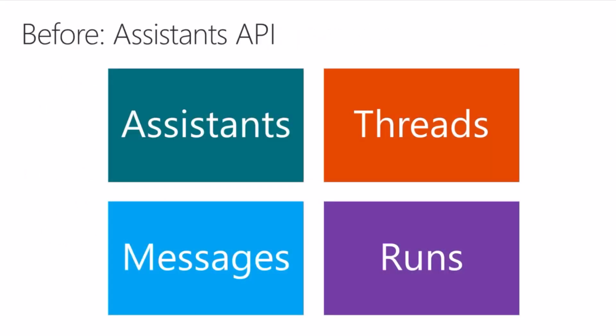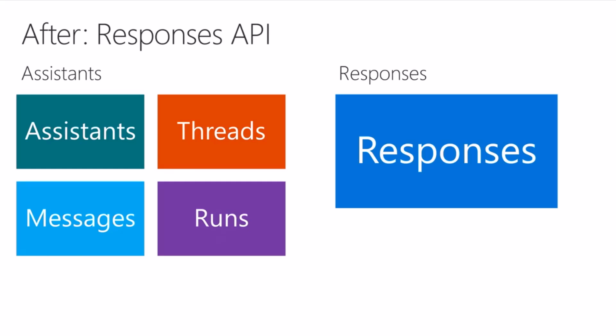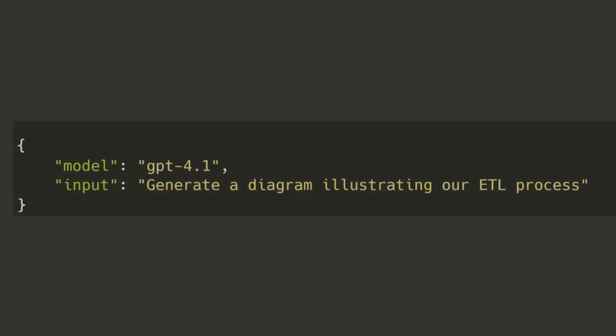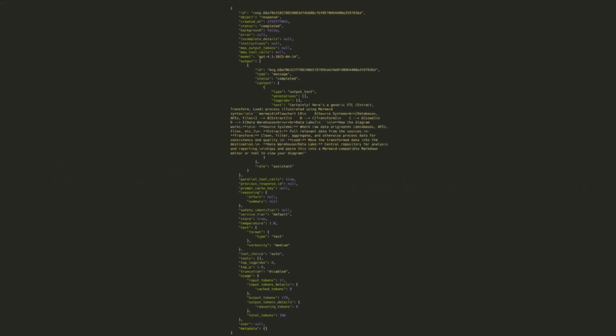So before, with the Assistants API, you'd use assistants, threads, messages, and runs. But with the new fancy Responses, you really deal with one thing, which is responses. So here's a basic request that I would send with responses, right? I would pass the model that I want to use, and then I would give it an input, some text that says, this is what I want you to use. And it will give me a rather lengthy response.